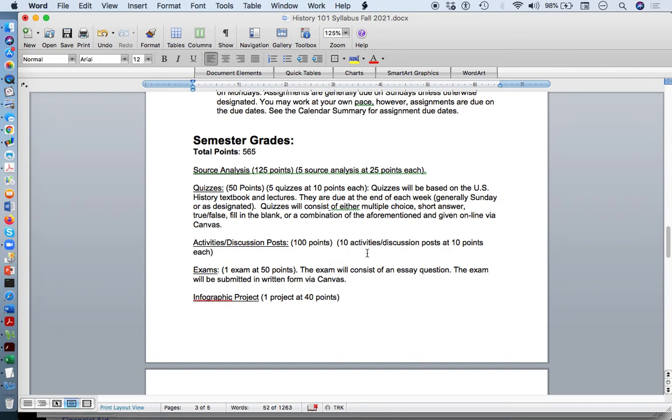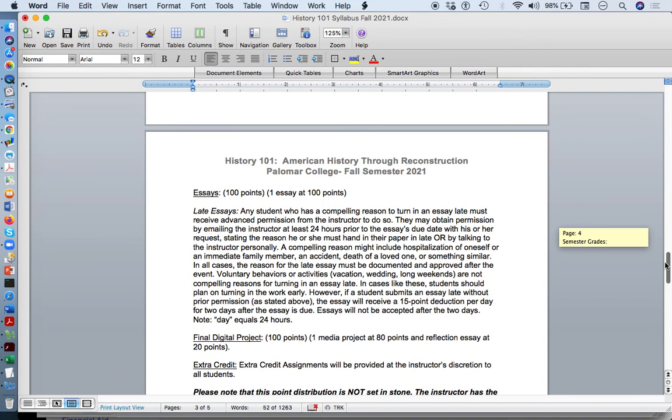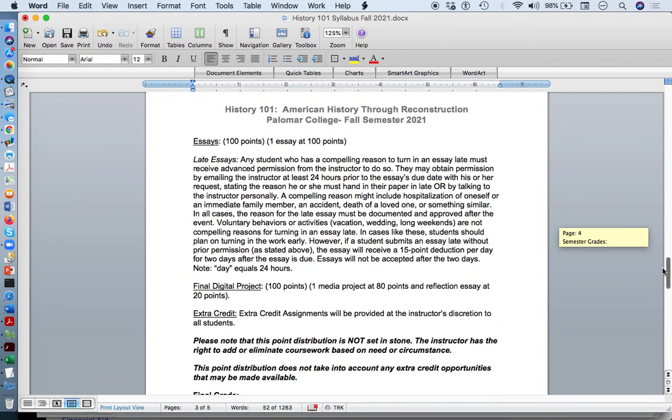You have 10 activities / discussion posts. Sometimes part of the activity is a discussion post, and sometimes it will just be a discussion post. And those are 10 points each. You will have one exam worth 50 points, and that exam will be an essay question. So just to give you a heads up on that. The exam will be submitted in writing via Canvas. You also have an infographic project worth 40 points, an essay worth 100 points.